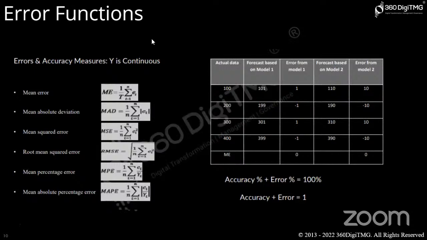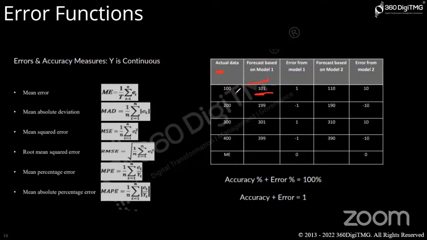Whatever confusion matrix we have discussed now is for the classification case, where we find the accuracy using the error terms. When it comes to regression, we have different error functions. Let's say this is the actual data and the forecast based on model 1. What is the error from the model? Actual data minus predicted. That only we'll be calling the error, right?